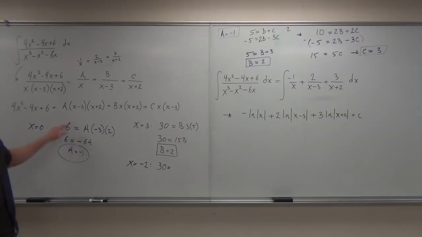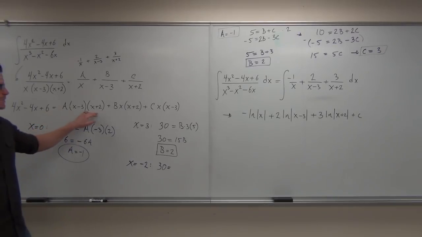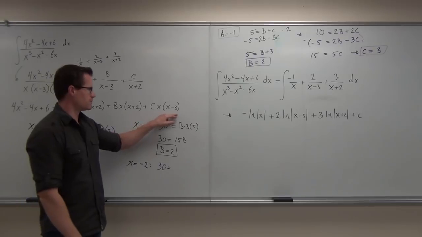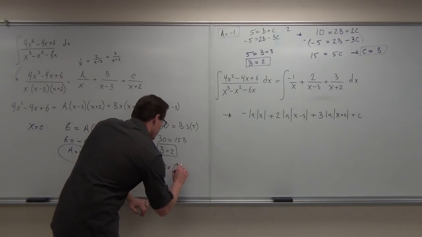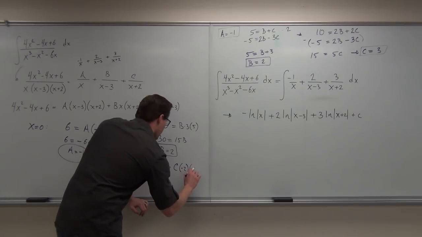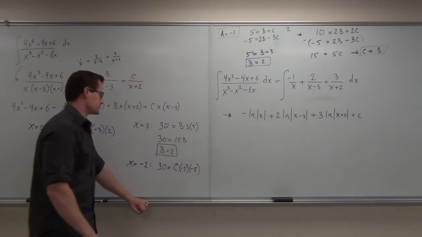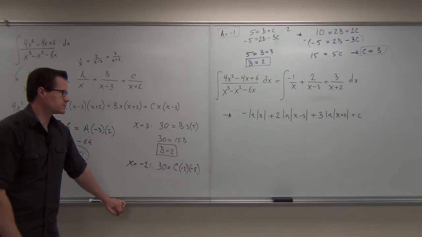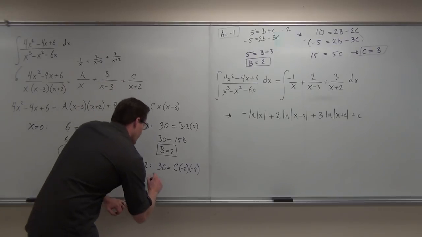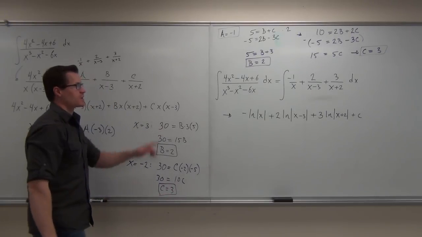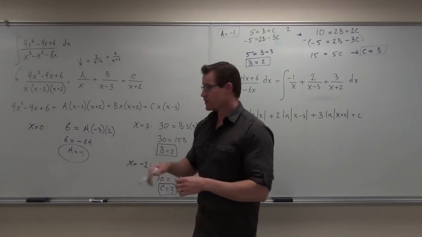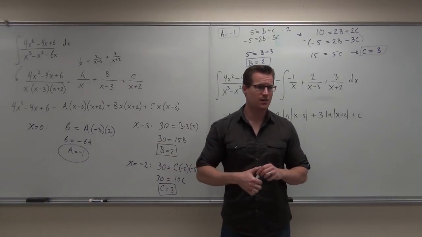If I plug in negative 2, what happens to this term? 0. What happens to this term? 0. What happens to this term? You get a C, you get a negative 2, and you get a negative 5. See where the numbers came from? Plug in that negative 2. Well, then we got 30 equals positive 10C, or C equals 3. Did we end up getting the same numbers we got over here? Yes. Which way's quicker? This way. This way's obviously quicker.